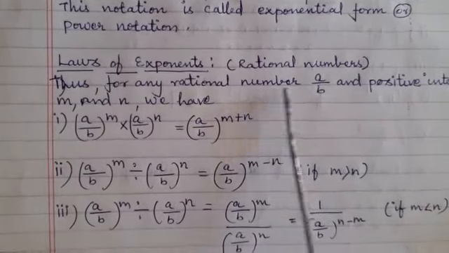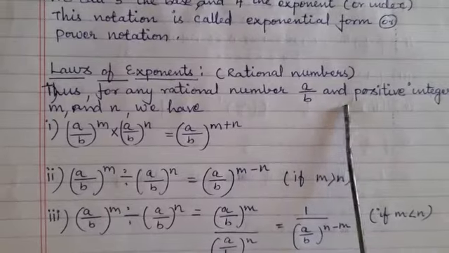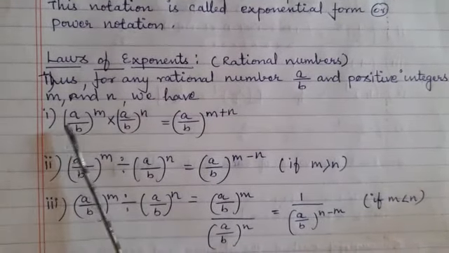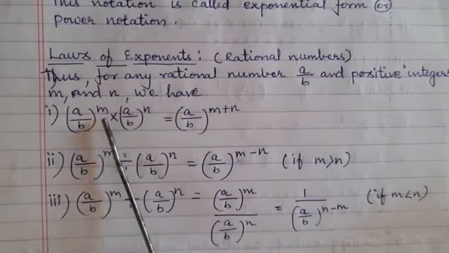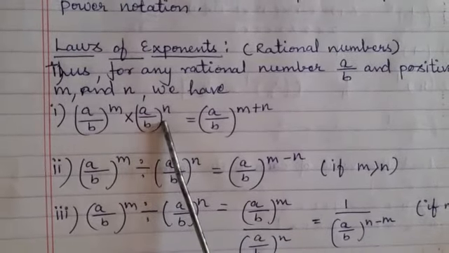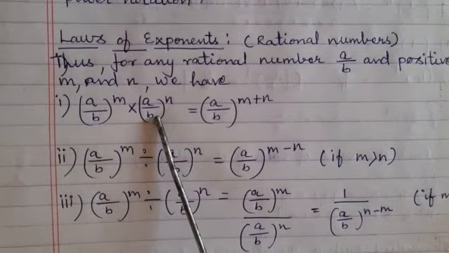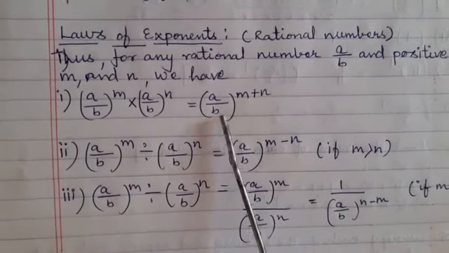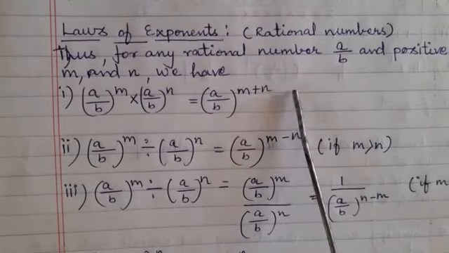For any rational number a by b and positive integers m and n, we have number 1: (a by b) the whole power m multiplied by (a by b) the whole power n. Here the bases are the same, so we have to add the powers, which is equal to (a by b) the whole power m plus n.